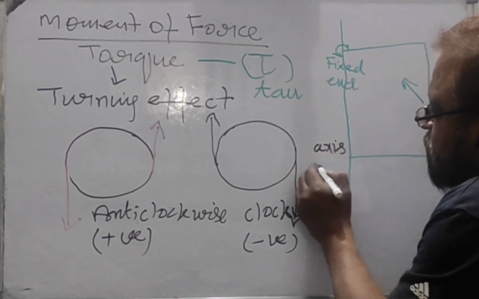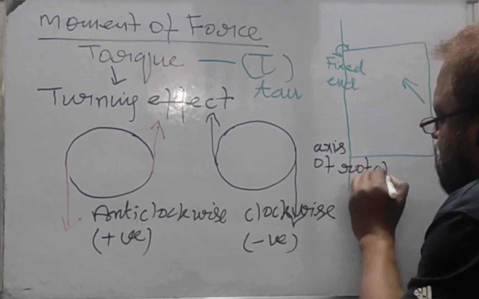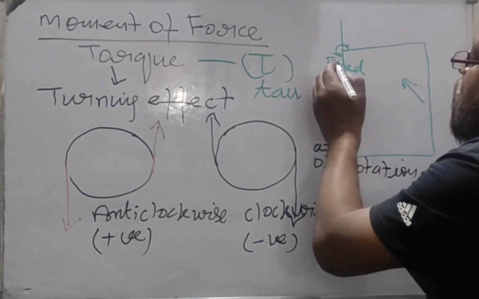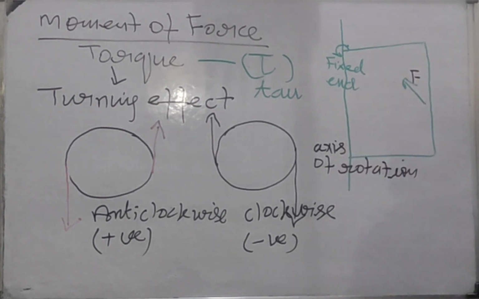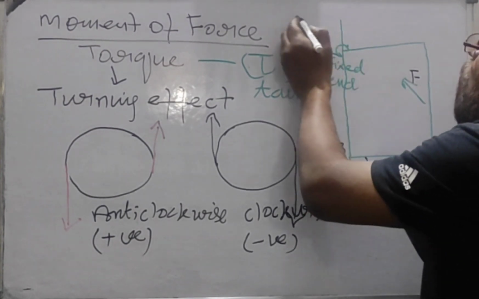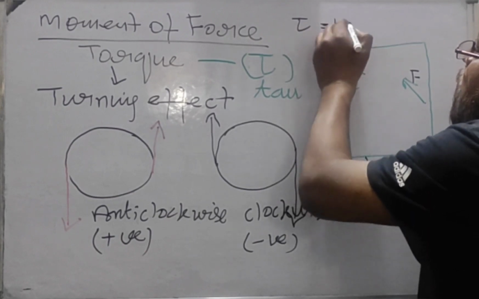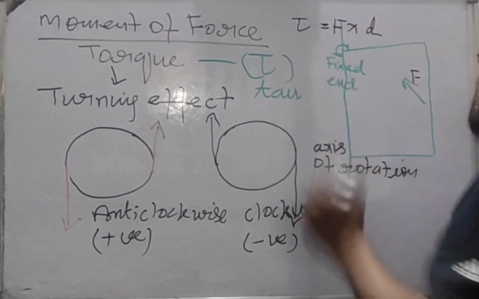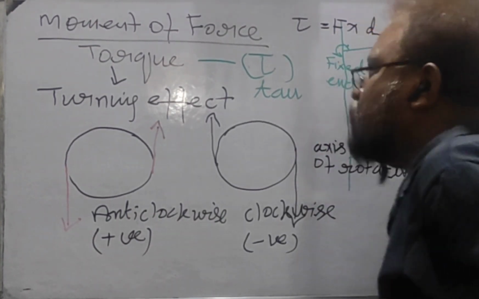Axis of rotation. This is the axis of rotation and a fixed end, and this is the point where we are applying force, right? So torque, or turning effect, tau, is equal to F into D, right? Tau depends upon F into D.